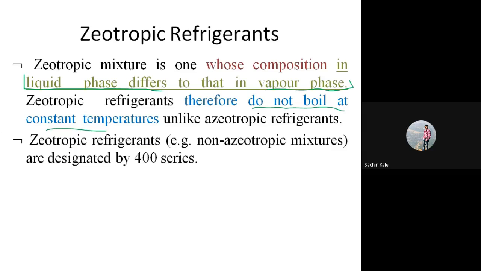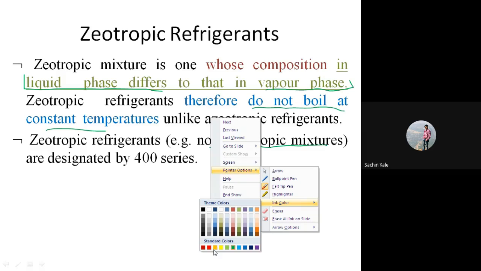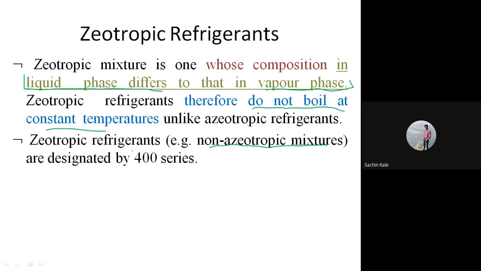So zeotropic refrigerant, also called non-azeotropic refrigerant, will be designated with the help of the 400 series. That means if a refrigerant number starts from 400, that may be 401, 402, or anything preceded by 400, that will be the series called zeotropic refrigerant.